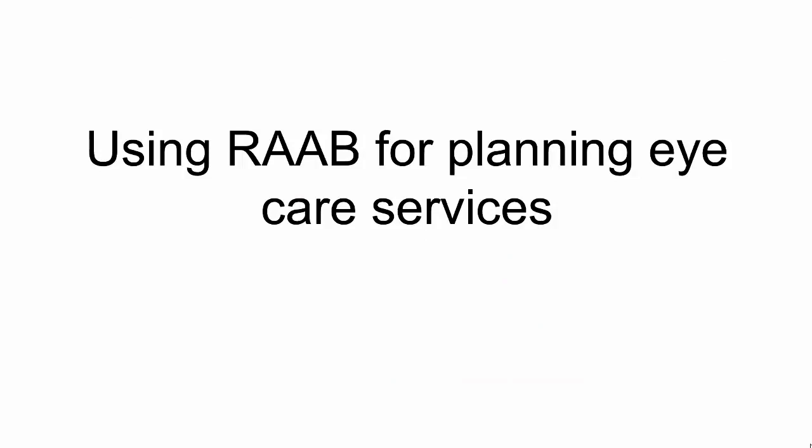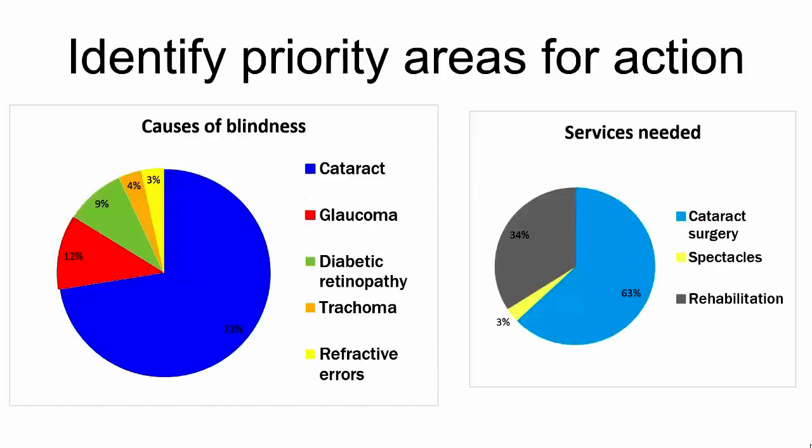So what do RAABs tell us, and how can they be used for planning of eye care services? Well, firstly, RAAB estimates the prevalence of visual impairment and blindness and tells us what the main causes are. This can be used to prioritise areas for action and highlight what services are needed. And this in turn can feed into the district level eye care action plans. So for example, in a survey in Chiapas in Mexico, the leading causes of blindness were cataract, diabetic retinopathy and glaucoma.